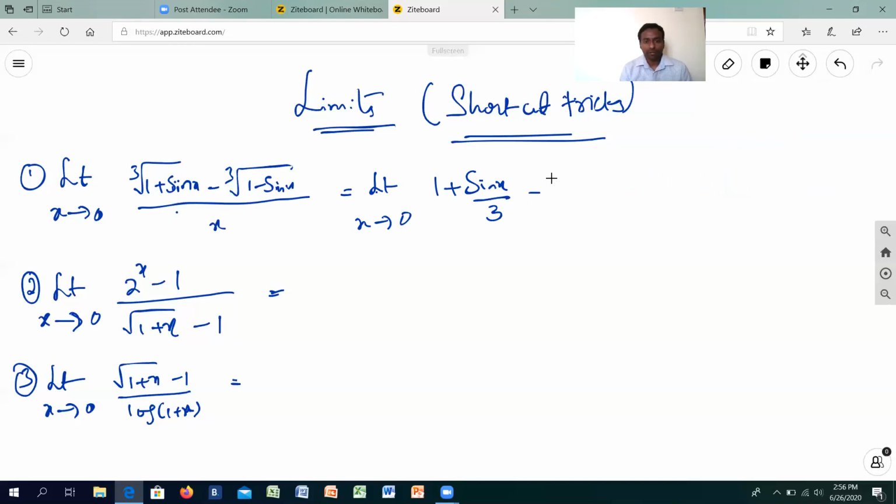Opening with the negative, I'm going to get the same thing, minus 1. But in here, I'll get positive, because negative by 3, whole divided upon x. So negative 1 and positive 1 go out. Keeping sin x by 3 and sin x by 3 means 2 sin x by 3. Okay, so limit x tends to 0, 2 by 3 sin x over x.